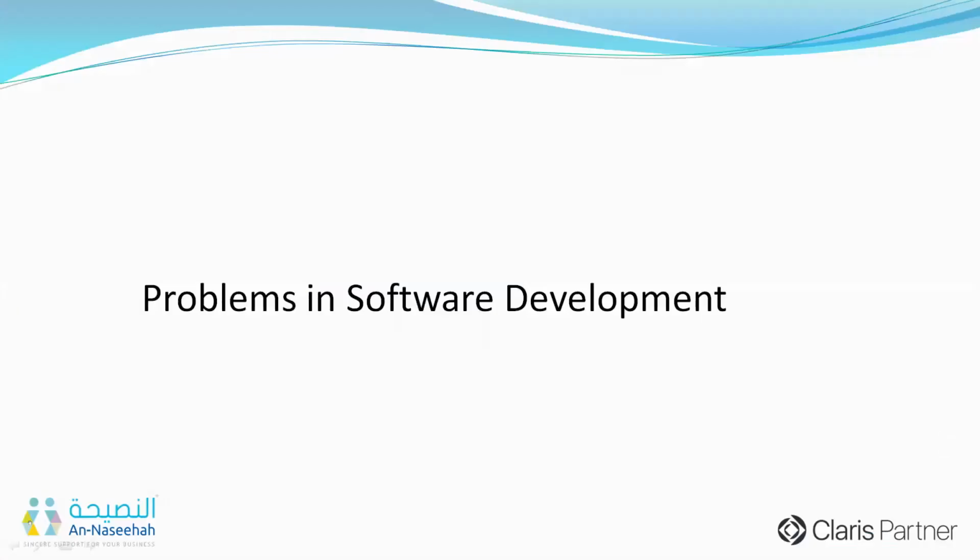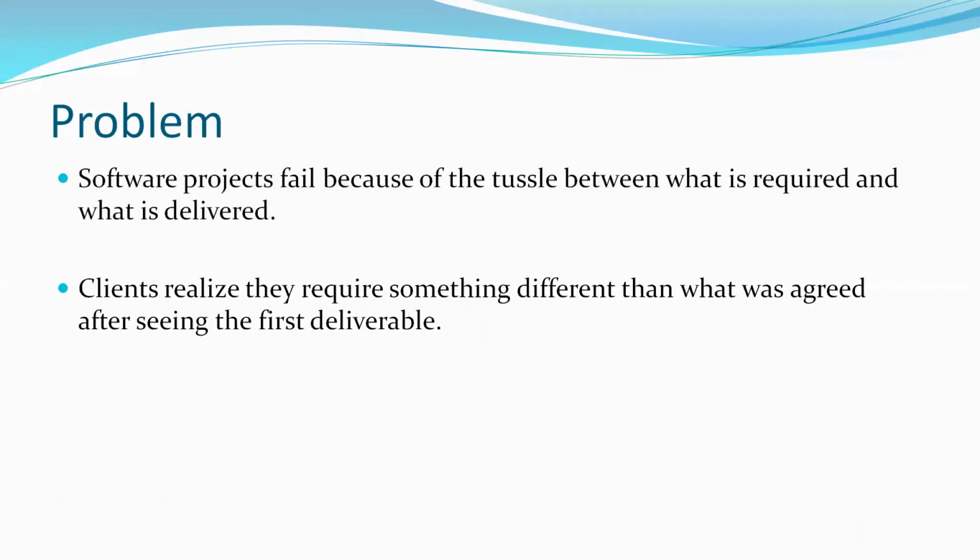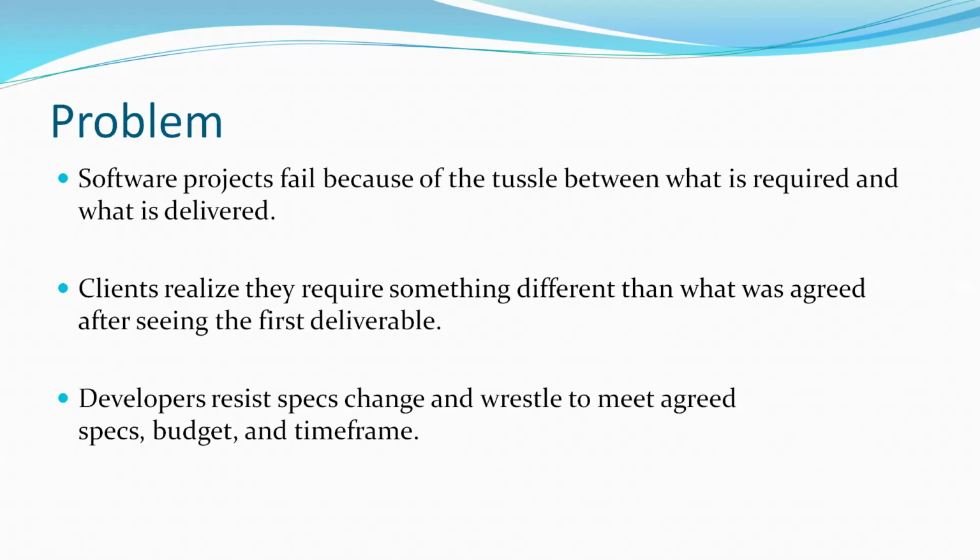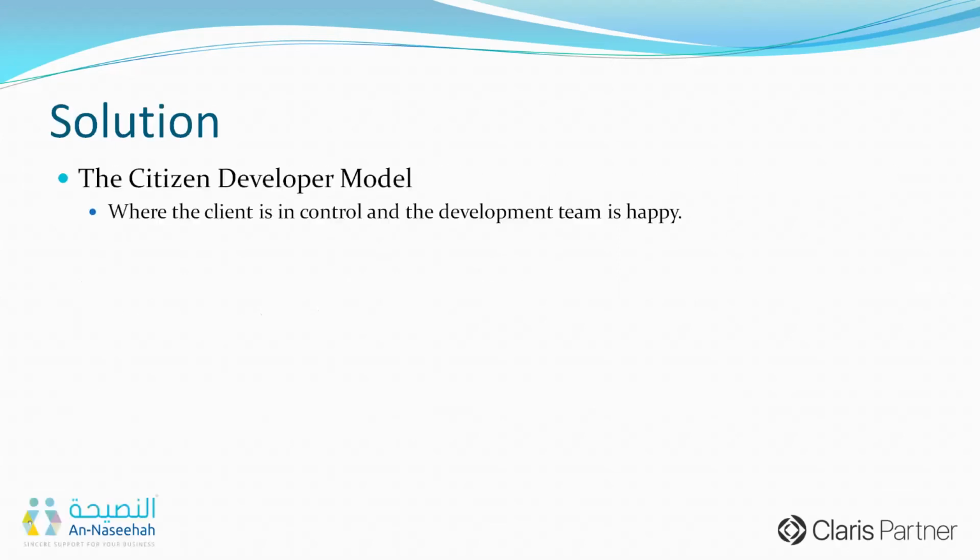So the reason we came up with the citizen developer model was because of the problems in software development. The client used to share the requirements with the software development company, and usually what was required was not delivered. The client realized after the first deliverable that this was not what they wanted, and then the company didn't budge and didn't change. Of course, they were charged and there was loss of time, and the client in the end didn't get what they wanted.